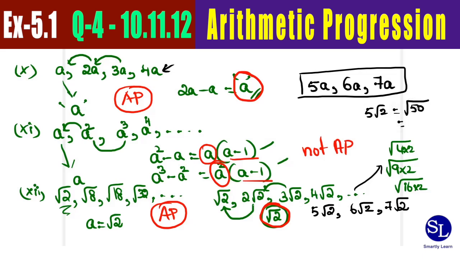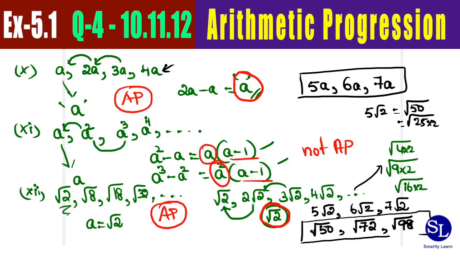Why? Because I'm taking the 5 inside, so it will become 25. 25 into 2 is root 50. You can reconfirm: root 50 can be broken as 25 into 2, which is 5 root 2. Now 6 root 2: if I take 6 inside, it is 36. 36 into 2 is 72, so this is root 72. 7 if you take it inside becomes 49, and 49 into 2 is 98. So the next three terms of the AP are root 50, root 72 and root 98.